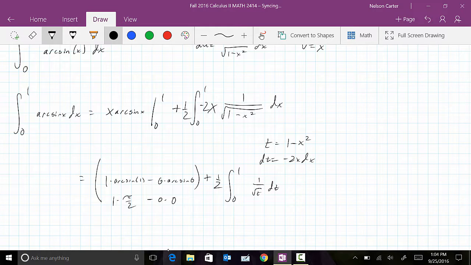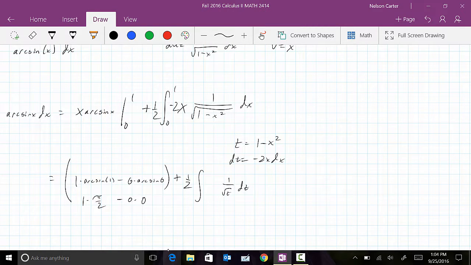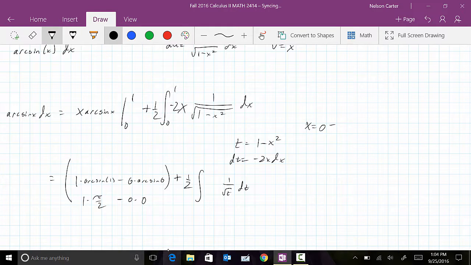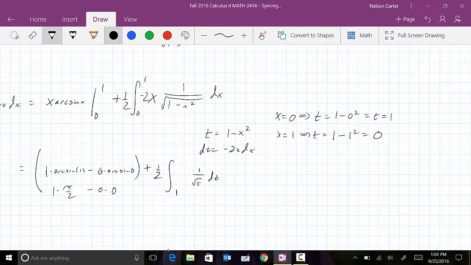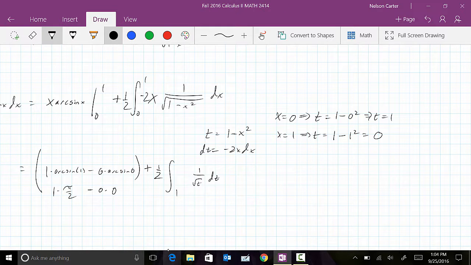And since I changed my integral, how about I change my limits of integration? Instead of 0 to 1, if x was equal to 0 with this substitution in mind, then t would equal 1 minus 0 squared, which means t equals 1. So I'm going to make this limit of integration 1. And if x is equal to 1, then t would equal 1 minus 1 squared, which is 0. So that means you're going to go from 1 to 0.